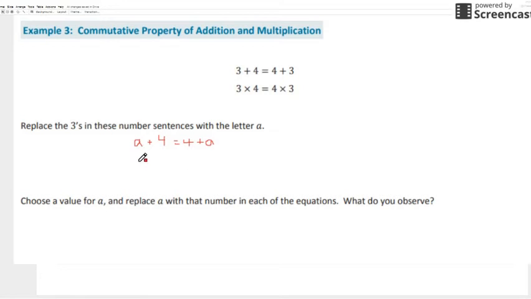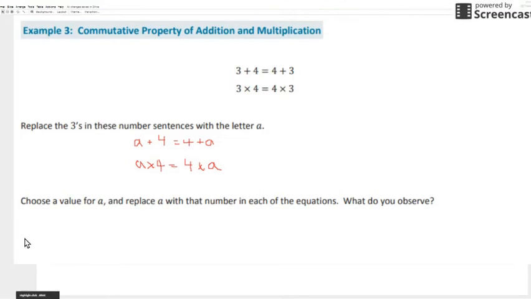And if I do the same thing on the other one, the multiplication, A times 4 equals 4 times A. Now, usually we wouldn't use the X with a multiplication problem, but just to keep this looking similar, we're going to use the X just to show our multiplication. But usually when we use variables, we would not use this X to show multiplication. So we just simply did the replacement.